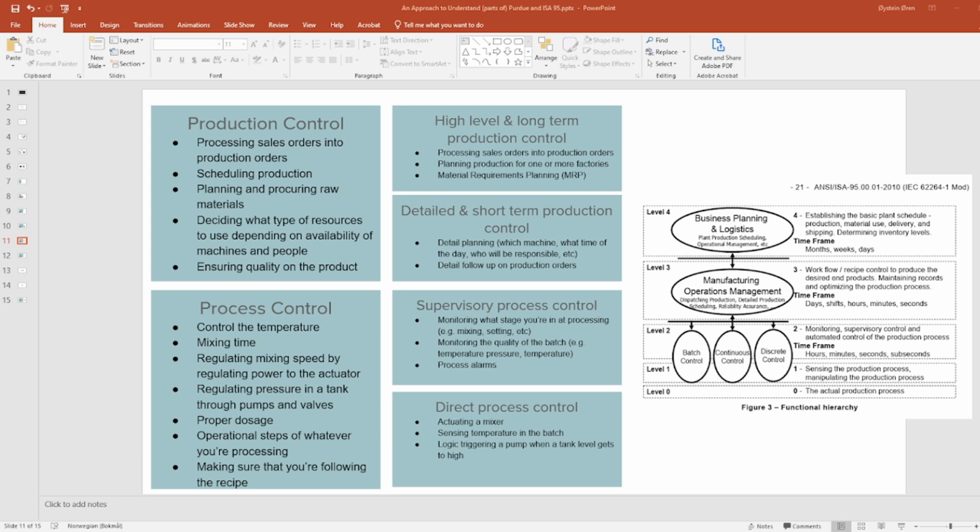These four levels might remind you of the functional hierarchy described in Purdue and IS-95, as you can see here on the right. What I've done is to group level 3 and 4 and label it production control, and group level 1 and 2 and label it process control. The point I'm trying to make is that it might be easier to wrap your head around IS-95 and Purdue if you think of level 3 and 4 as more like each other and level 1 and 2 as more like each other.